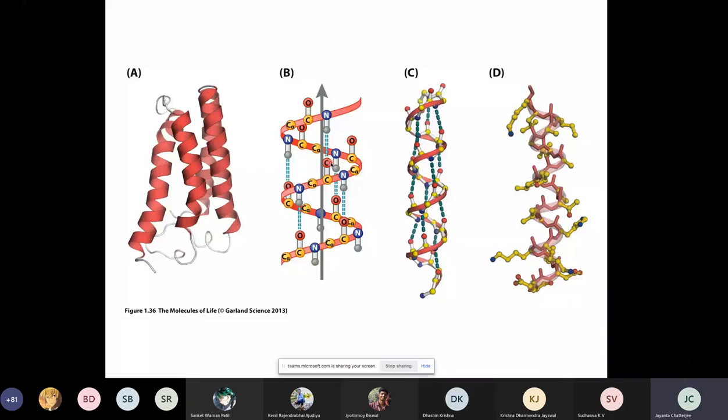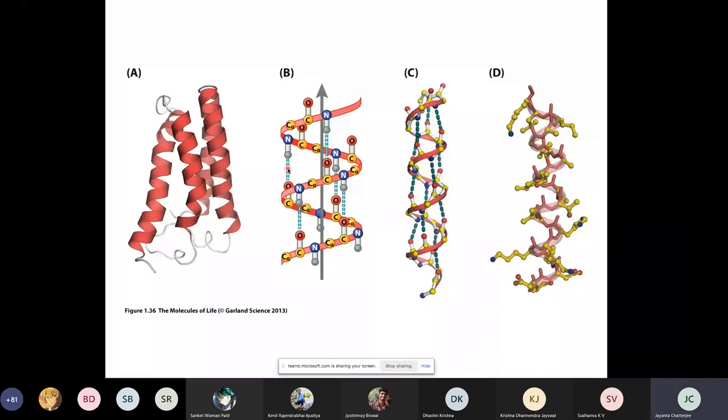The other thing is, alpha helices are very predominant in protein structure, and these are the right-handed alpha helices, not the left-handed alpha helices. But it's not that left-handed alpha helices are not found in proteins; they are also found, but they are really rare. The reason, as I said, is steric.